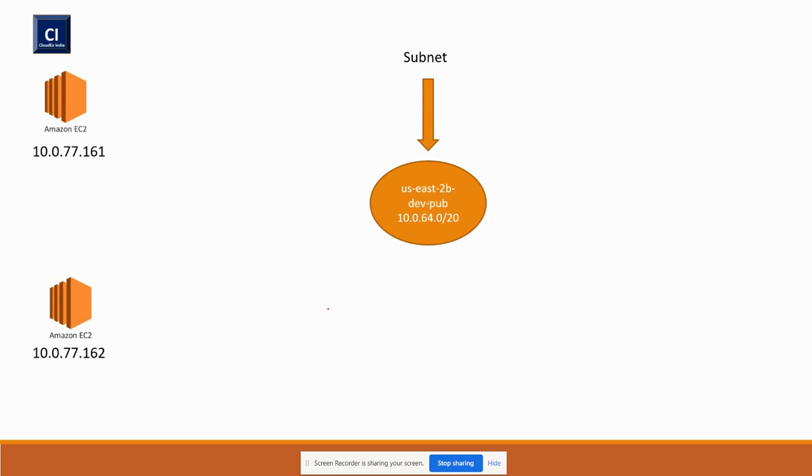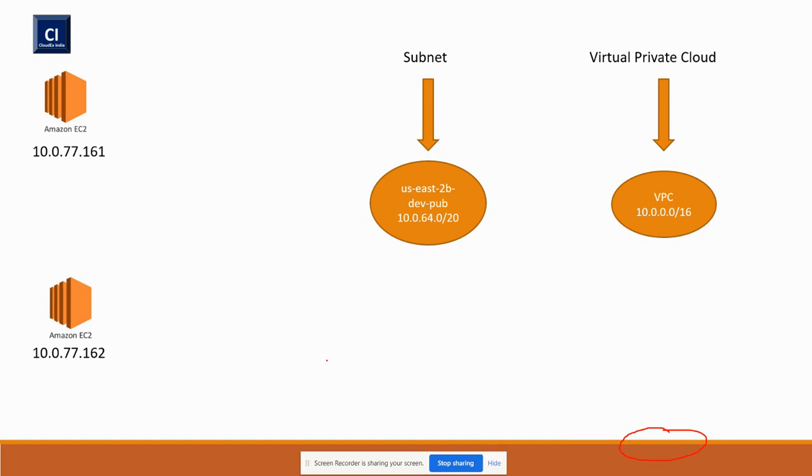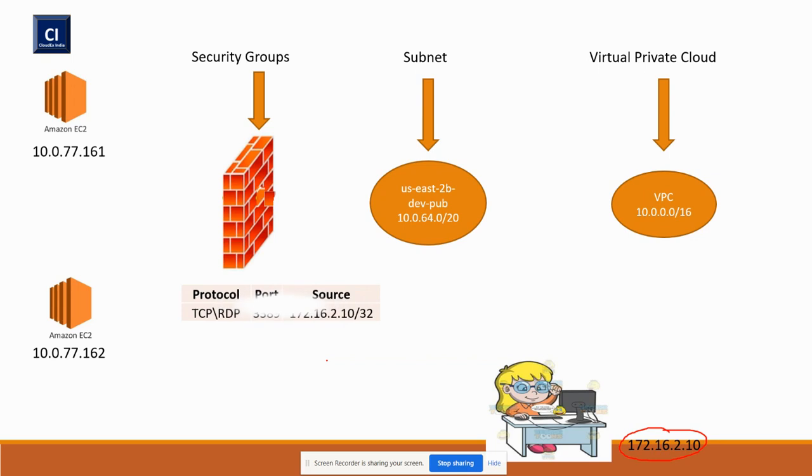Okay, so here is one of the scenarios I have created for you, so it will help you to understand in detail. There are two virtual machines I have created, and these virtual machines are created under this subnet, and this subnet is part of this VPC. And there is a person or lady trying to access this virtual machine, and the IP of this user is 172.16.2.10.